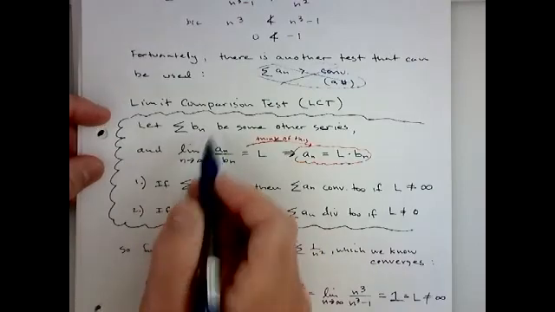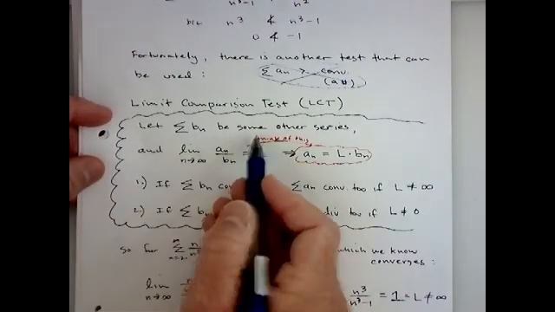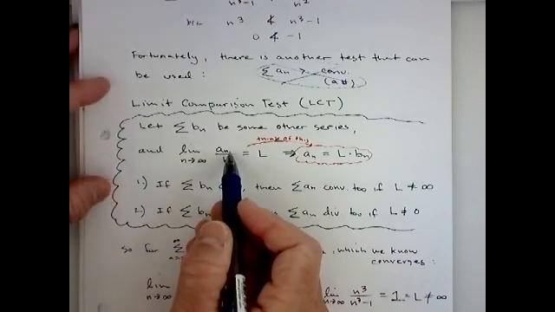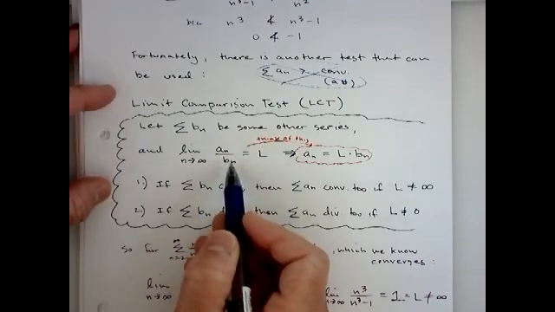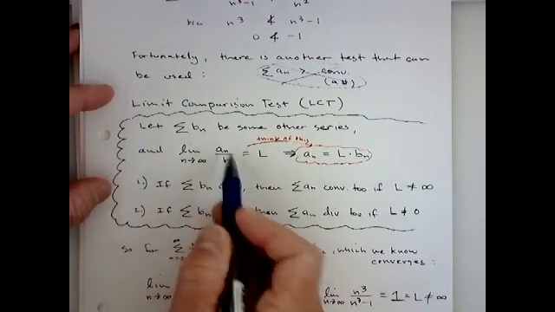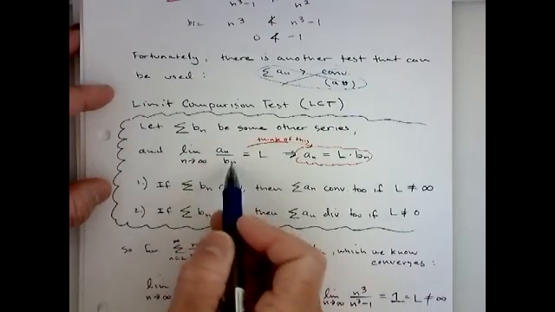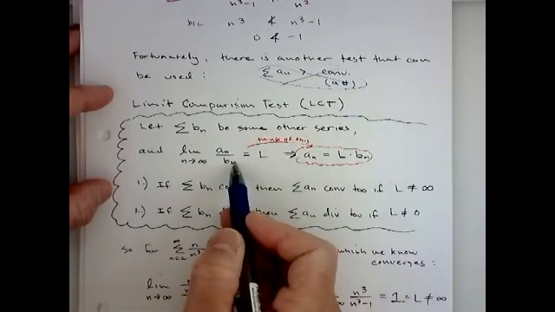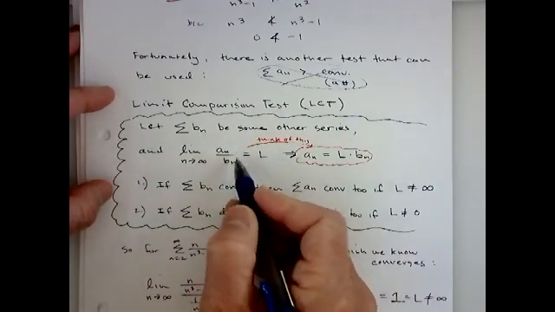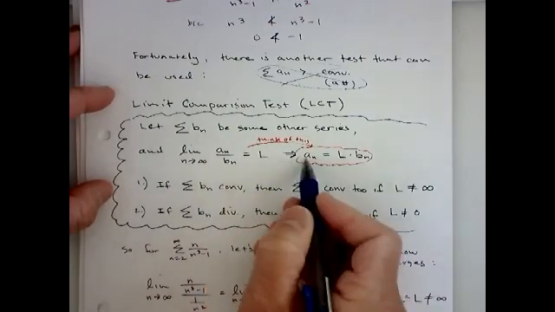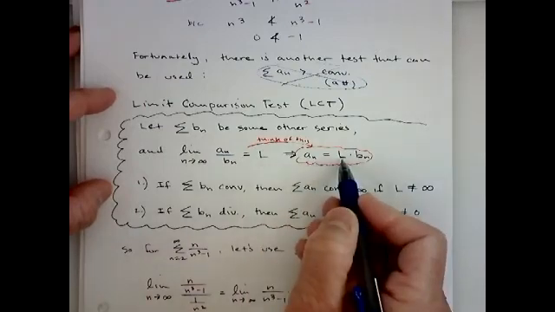Let b sub n be some other series. a sub n is the series we're trying to determine if it converges or diverges. What we do is we take the limit as n goes to infinity of our two sequence formulas, and that's going to give us some limit. The way I like to think of this is that a sub n over b sub n approaches L, equals L. So if you cross multiply, that means a sub n is equal to whatever that limit is times b sub n.